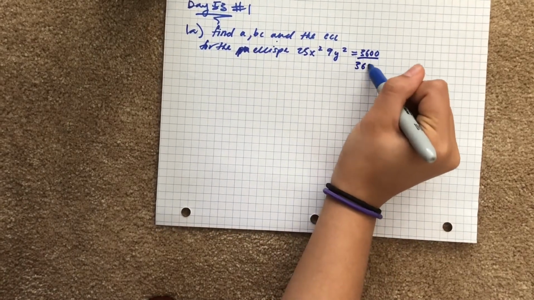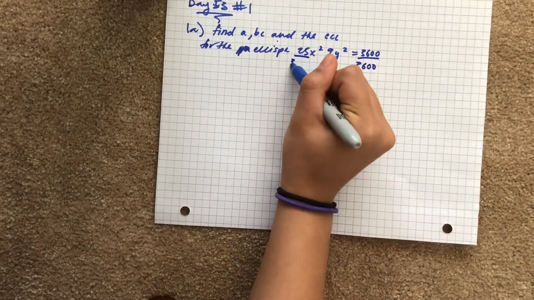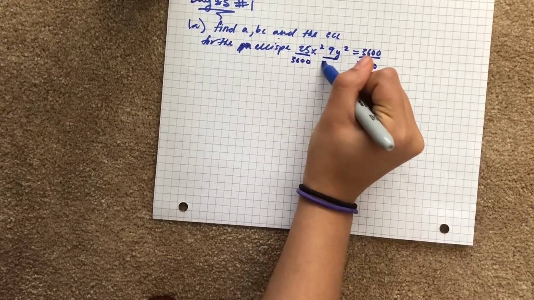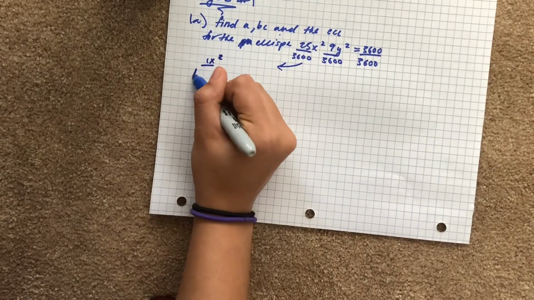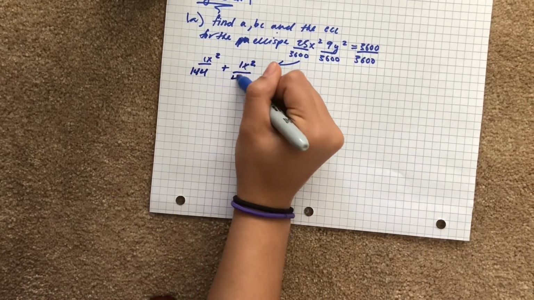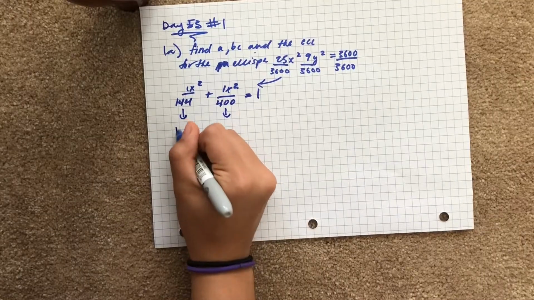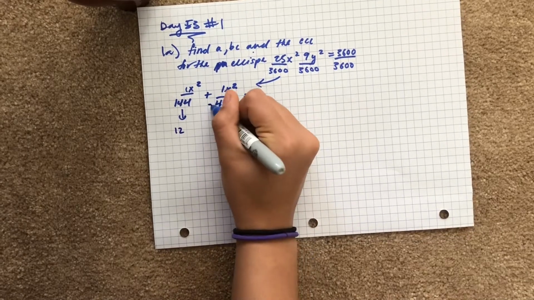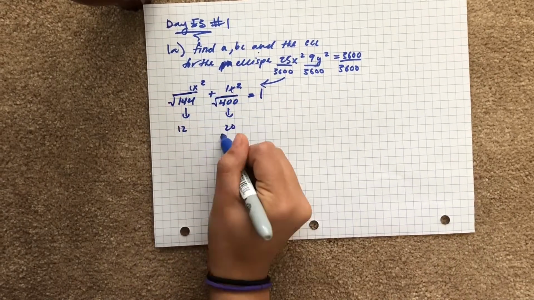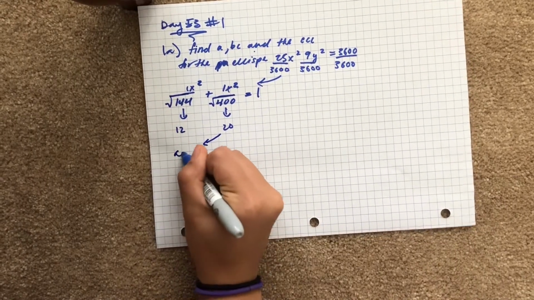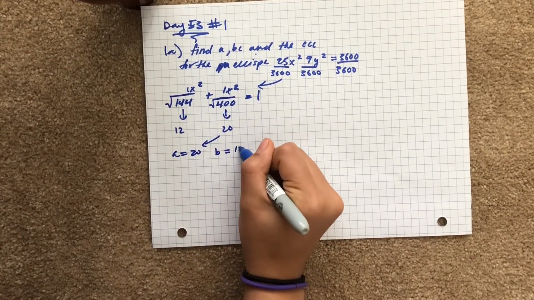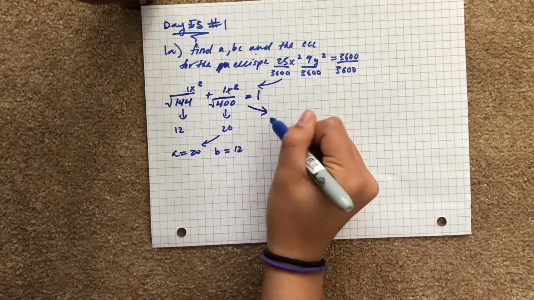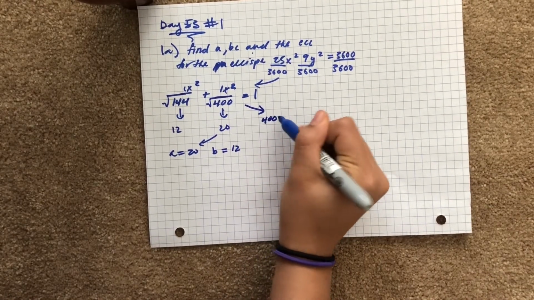To start solving this problem, I'm going to divide 3600 by 25x squared and 9y squared. From that, we get x squared over 144 plus y squared over 400 equals 1. Then we are able to square root 144 and 400 to equal 12 and 20. Therefore, 20 is a and b is 12, since 20 is larger and this ellipse is horizontal.